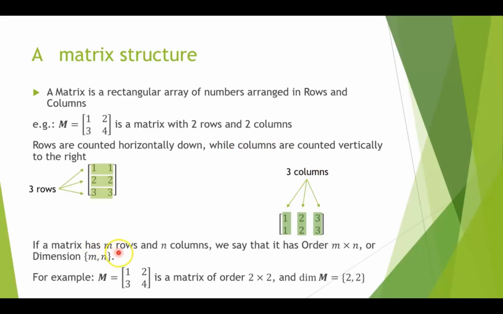And if a matrix has m rows and n columns, we say that it has order of m times n, or its dimension is m by n. So for example, this matrix is a 2 times 2 matrix, because it has 2 rows and 2 columns, its order is 2 times 2, and its dimension is 2, 2.